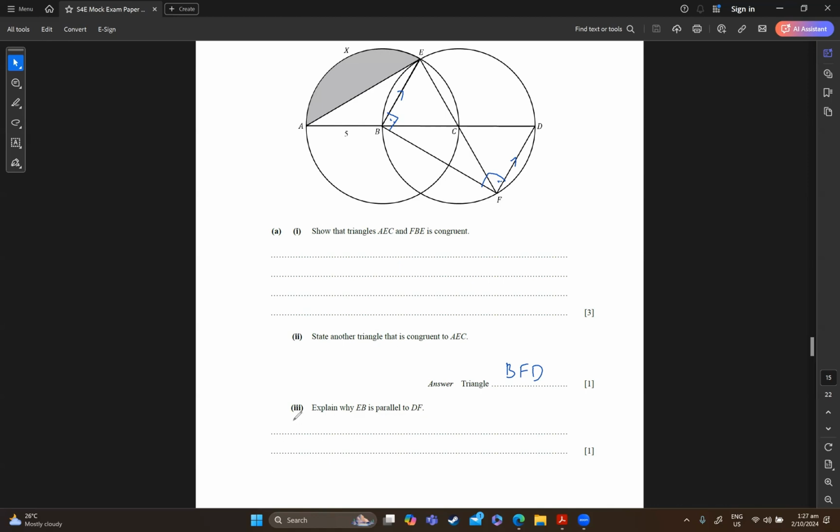So how to explain, you just write down angle EBF equals to angle DFB, which is 90 degrees. Then you can write down the angle EBF plus angle DFB equals to 180 degrees. This means when I add these two angles, I will get 180 degrees.